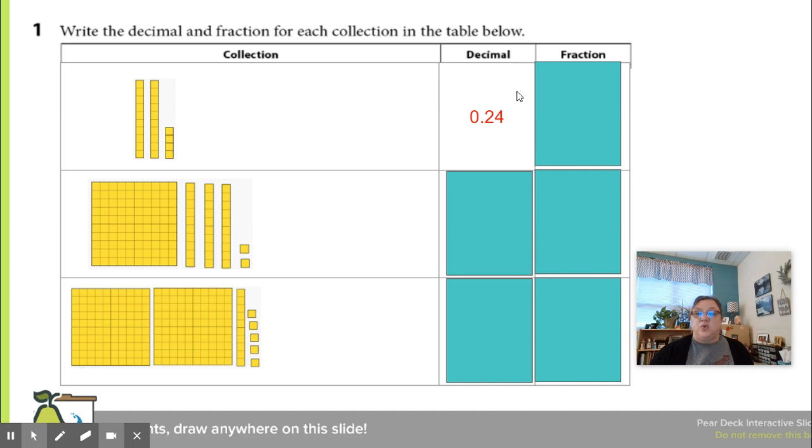24 hundredths. We've got 24 on the top and 100 on the bottom. 24 hundredths. All right, let's do the next one.